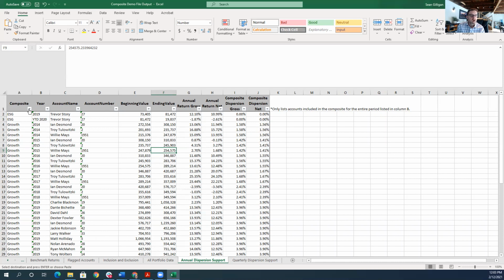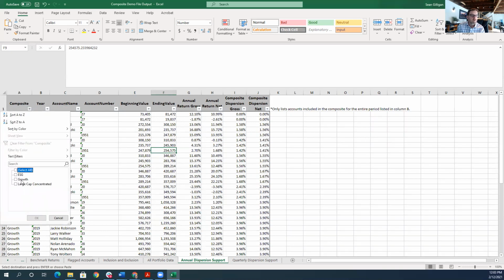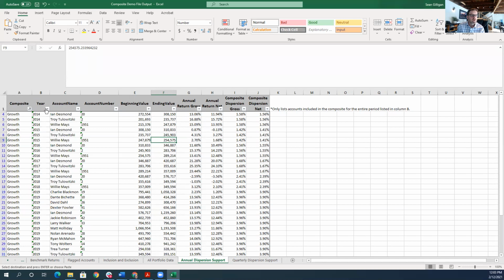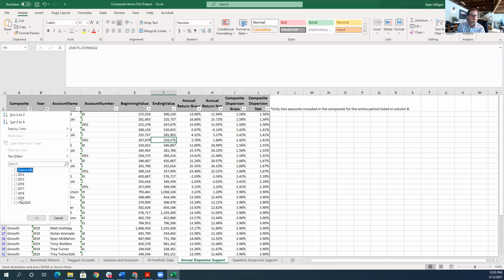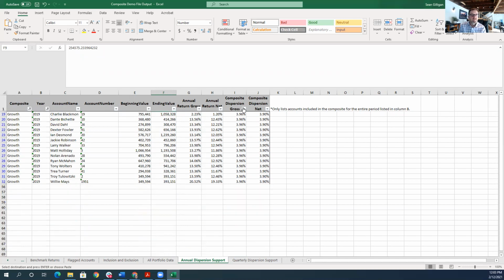Let's just pick one composite in one year as an example to give a picture of how this looks. So let's say we want to know what dispersion is for the growth composite for 2019. This is calculated based on every portfolio that is in the composite for the entire year. So that's what this list is. We can see that dispersion is 3.96, which is quite high.